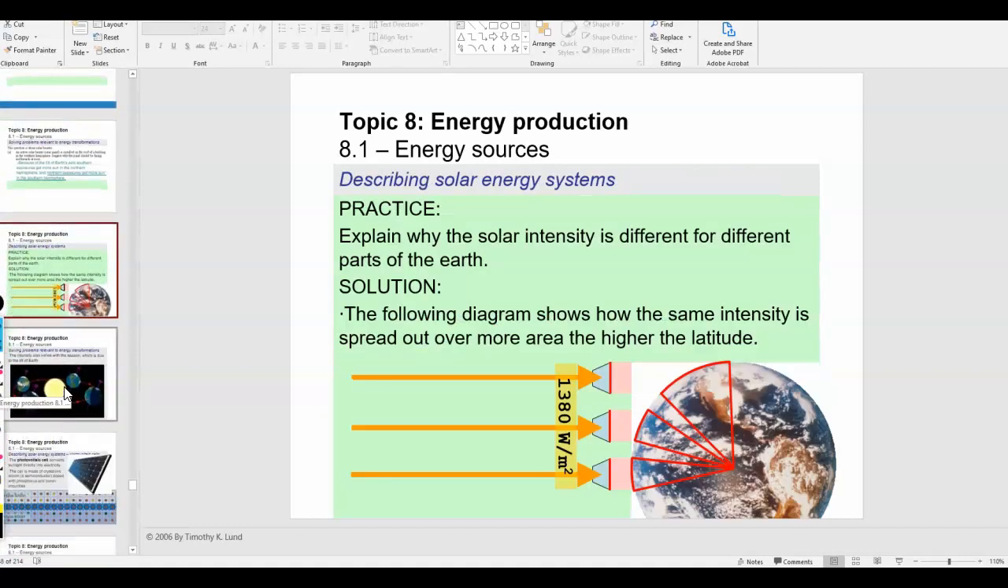And let's see, we've already talked about some of these things. This example is just asking, why is the solar intensity different for different parts of the Earth? Because 1380 watts per square meter, as it hits the top of the Earth, gets spread out over a wider area. If it gets spread out more, then the overall power received is reduced, and so that's why it's colder up north as opposed to around the equator where it gets more direct sunlight.